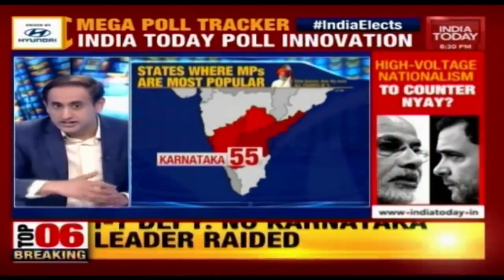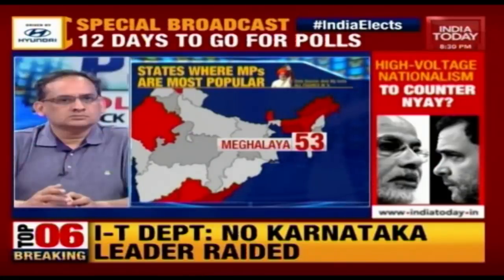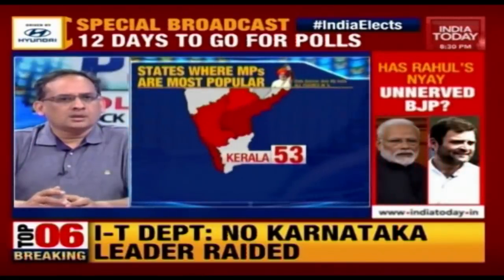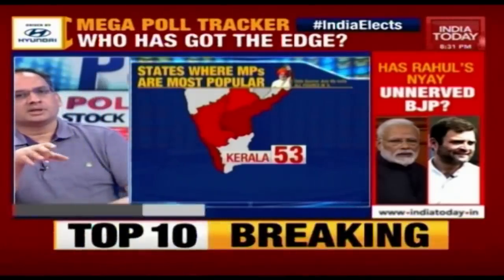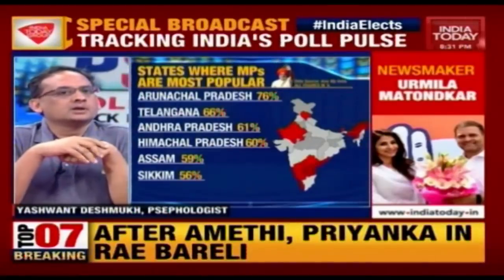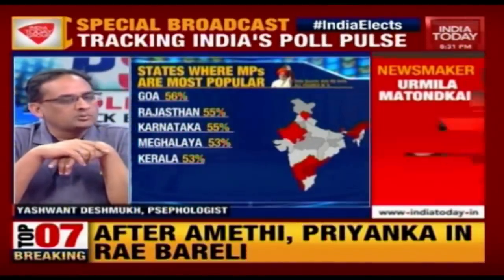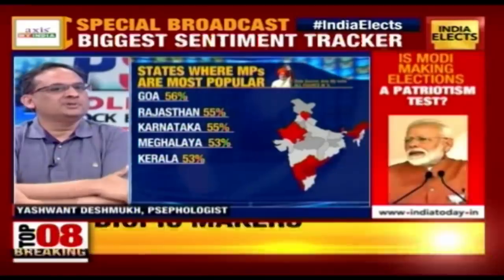You maintain similar data for C Voter. How does it correspond with your data, and what do you make of the states where MPs are seen as being most popular? Pretty much the same scenario, slightly up and down, depending on how cumulative the data is. But yes, Kerala MPs are quite popular. Telangana is popular.